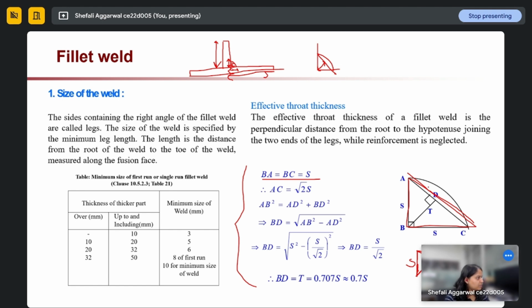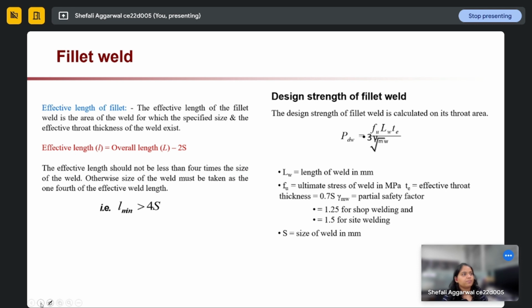So this complete term AC is root 2 S. So AD will be half of this term, right? Square it, and using the normal Pythagoras theorem we can calculate the throat thickness. So normally throat thickness is taken as 0.7 of S. This is the ideal case where both leg lengths are equal. In case they are unequal, then we again have to calculate it fully, like AC, because both parts won't be equal. So that thing will come in the design of fillet weld.